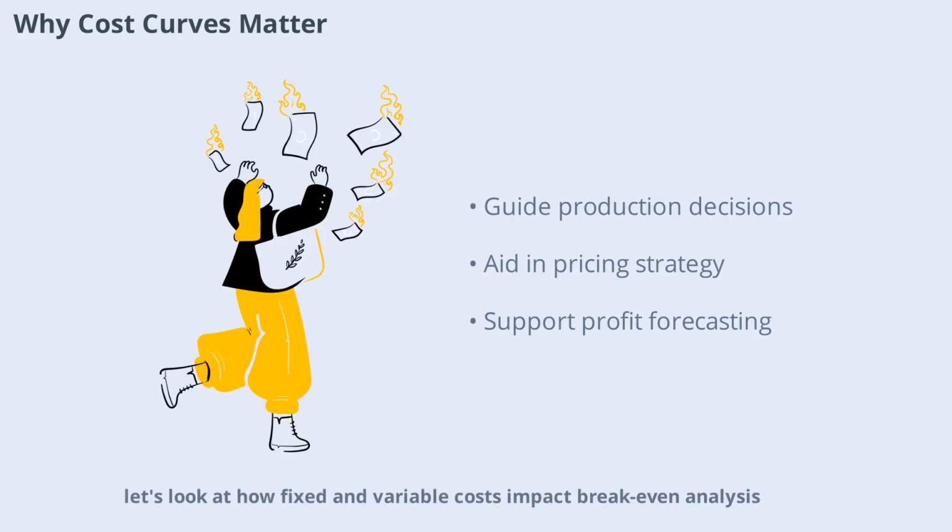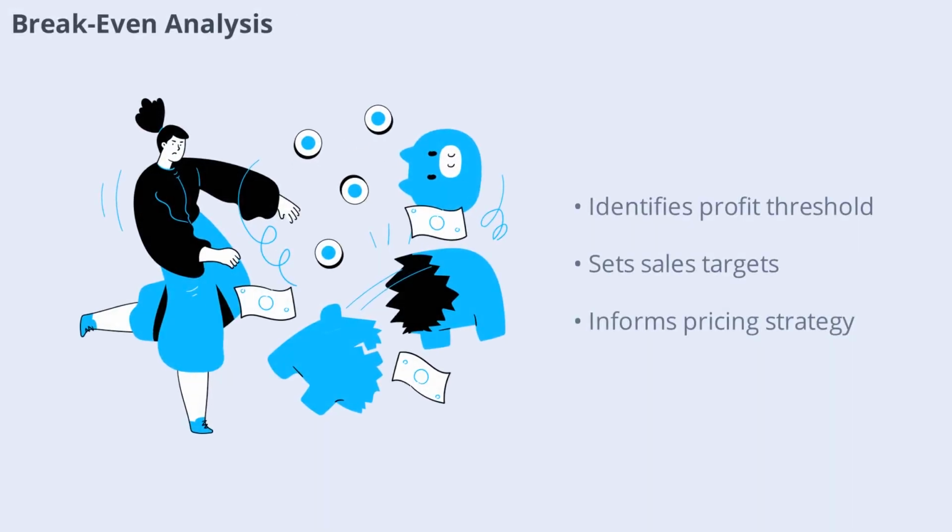Next, let's look at how fixed and variable costs impact break-even analysis. Break-even analysis uses fixed and variable costs to determine the output level at which total revenue equals total cost. This point is crucial for businesses as it marks when they start making a profit. By understanding their cost structure, companies can set realistic sales targets and pricing strategies. Break-even analysis is a practical application of cost curves, helping managers make informed decisions.